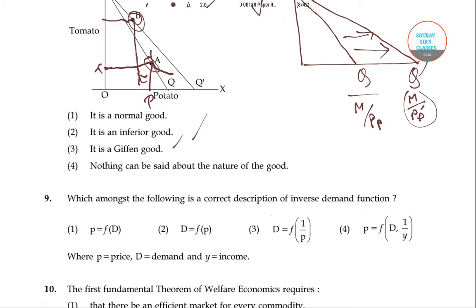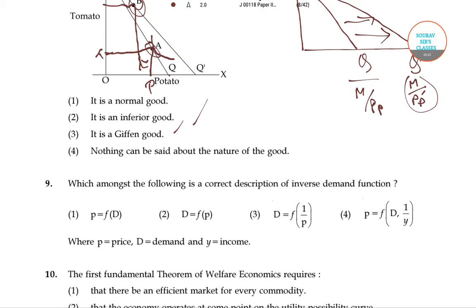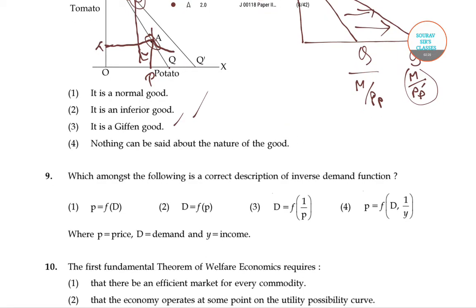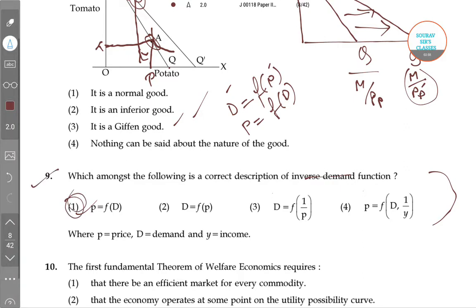Now I will come to question number 9. In question number 9 it is given, which amongst the following is the correct description of inverse demand function. So we have 4 options given, for which we know the right answer is option A. Usually the demand curve is a function of price, that is, when price increases, what happens to demand. But in case of inverse demand function the opposite happens, that is, it becomes price equals a function of demand. So for question number 9, the right answer is option A.